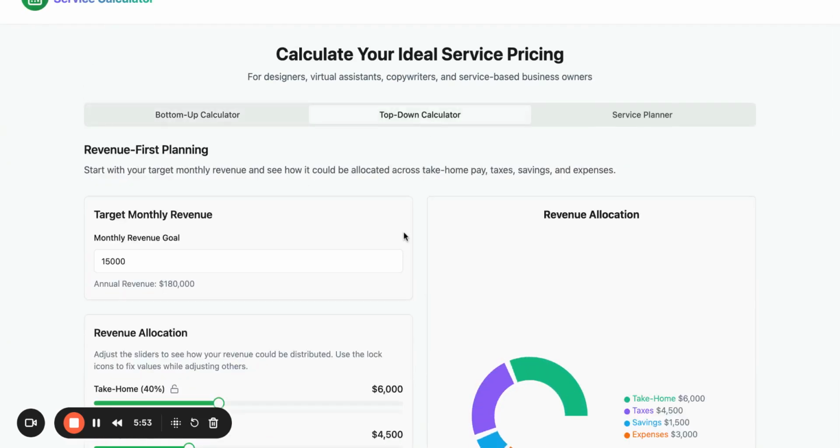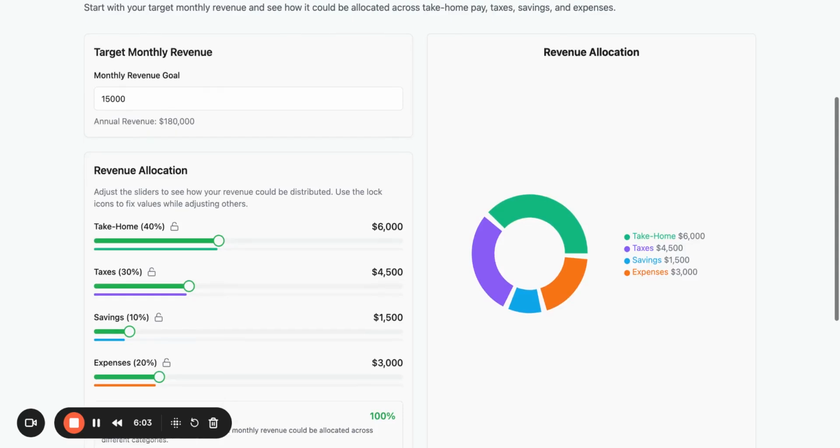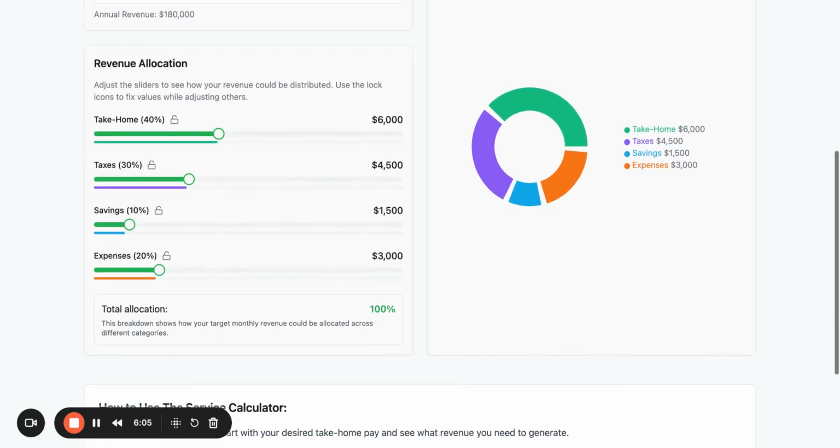However, I think that you might find the top down calculator more in alignment with how you think about business, because you've let me know that 15K is your monthly revenue goal. So what is that going to look like across the board if we make some adjustments to these? For example, let's push this one down to 25 and we're going to lock that. And we're going to keep this one at 10% and lock it.